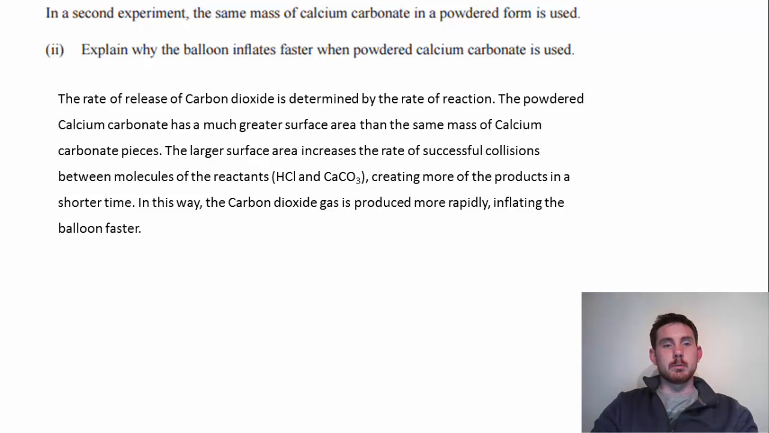And so because the rate at which carbon dioxide is released is determined ultimately by the rate of reaction, powdered calcium carbonate with a smaller particle size and greater surface area will increase the number of successful collisions per unit time between the hydrochloric acid and calcium carbonate. So more products created in a shorter time. And in that way, the carbon dioxide gas, because it's released more rapidly, will cause the balloon to inflate faster.